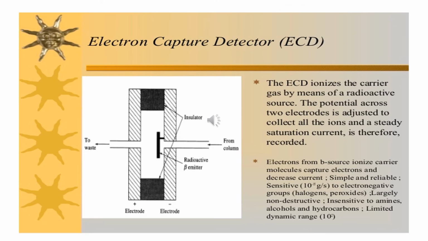Electron capture detector, ECD. The electron capture detector ionizes the carrier gas by means of a radioactive source. The potential across two electrodes is adjusted to collect all the ions, and a steady saturation current is therefore recorded. Electrons from the beta source ionize carrier molecules; analyte molecules capture electrons and decrease the current. Simple and reliable. Sensitive to electronegative groups, halogens and peroxides, largely non-destructive, insensitive to amines, alcohols and hydrocarbons, limited dynamic range.